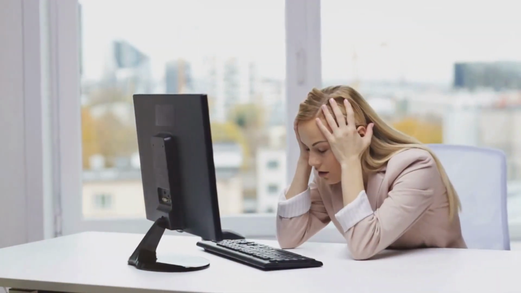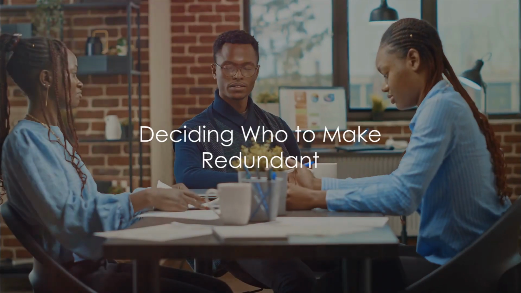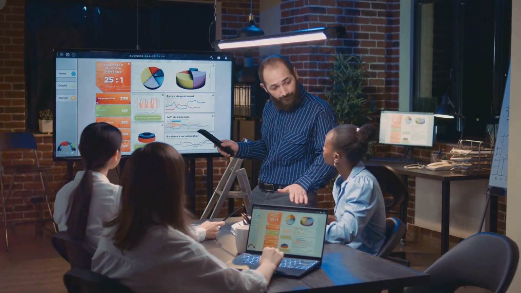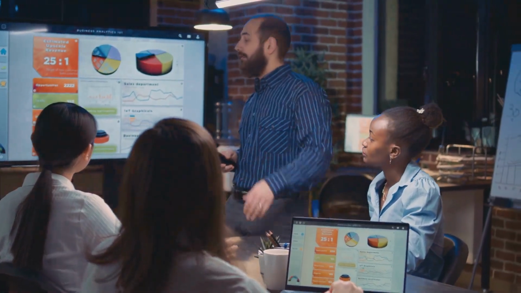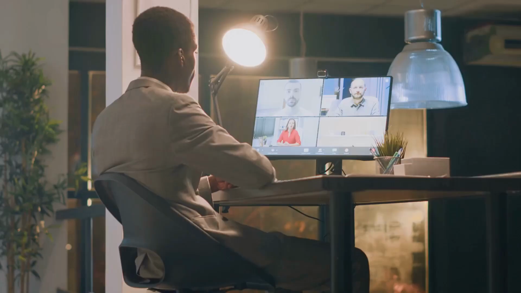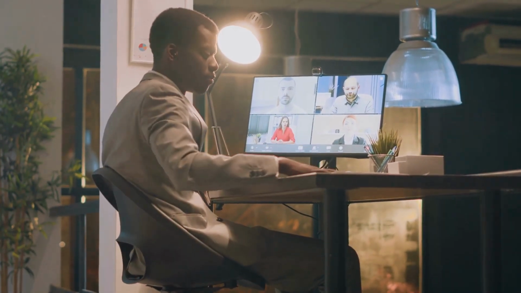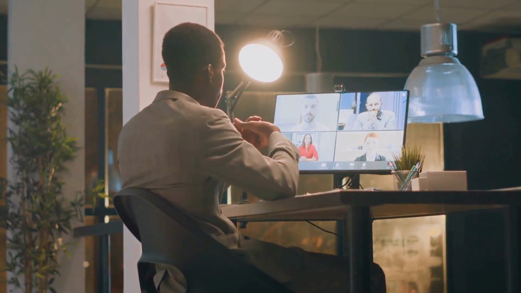Now that we've distinguished between dismissal and redundancy, let's examine how businesses decide who to make redundant. When faced with the tough decision of reducing the workforce, how do businesses decide who to make redundant? This is a question that requires careful consideration and strategic planning. Companies typically take into account several factors when making these tough decisions. Firstly, performance plays a significant role. Employees who consistently underperform or fail to meet targets may be considered for redundancy. However, it's important to note that this isn't a matter of singling out individuals. It's about maintaining overall productivity.